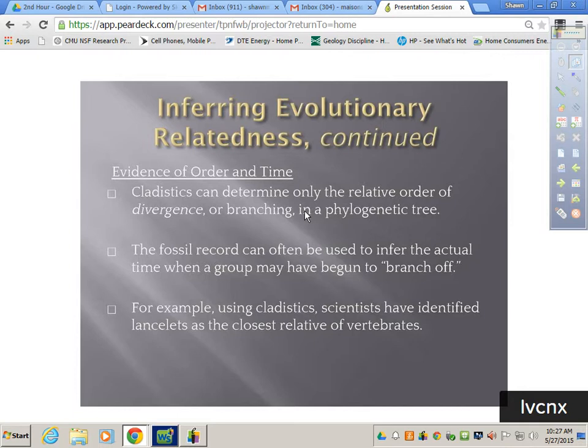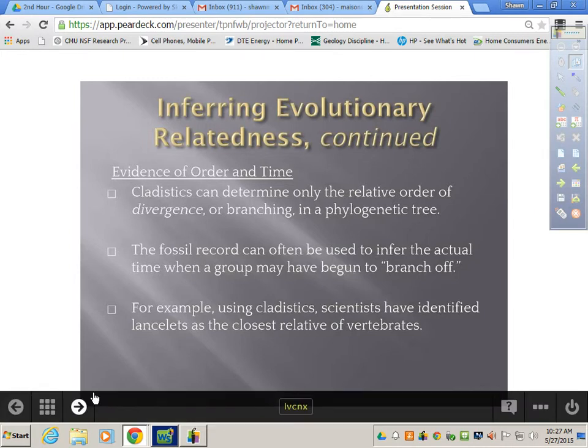So using cladistics, scientists have identified lancelets as the closest relative of vertebrates. They're the closest thing we can find in the fossil evidence of something that almost has a vertebral column, but not quite. They remind me of kind of a lamprey creature. Now, the oldest known fossil of vertebrates are about 450 million years old, and the oldest lancelet fossils are 535 million years old. That means I can't tell you the exact age that vertebrates evolved, but I can give you kind of a range. We know it's between 450 million and 535 million years ago.